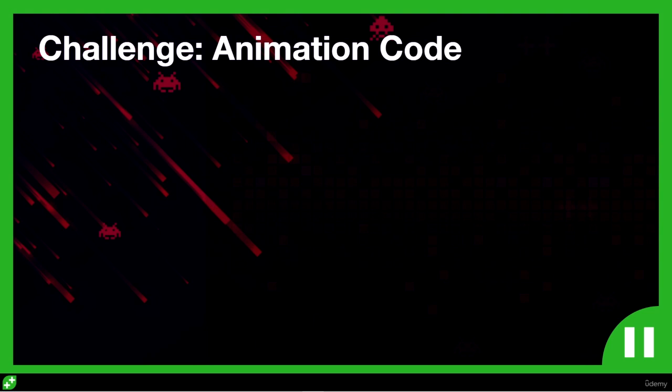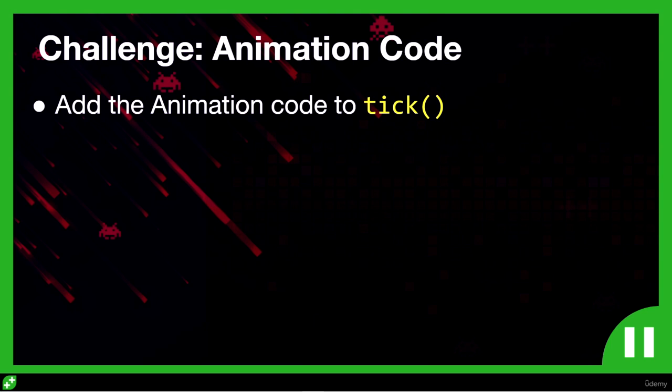For your challenge, you're going to add the animation code to the tick function. Take a look at the while loop and see how we're updating the animation variables for the animation frame. Go ahead and add that functionality to the character's tick function. Pause the video and do this now.